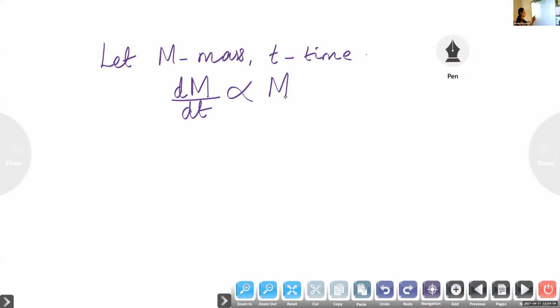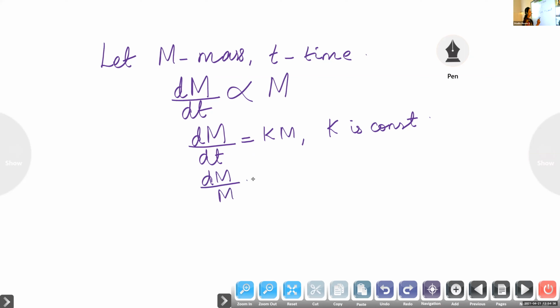Now listen. This proportionality we can replace by a constant. Yes or no? So we can write this as Km, where K is some constant. Now use variable separable. Separate the variables and integrate. When you separate the variables, dm by m is equal to k dt. Then integrate.